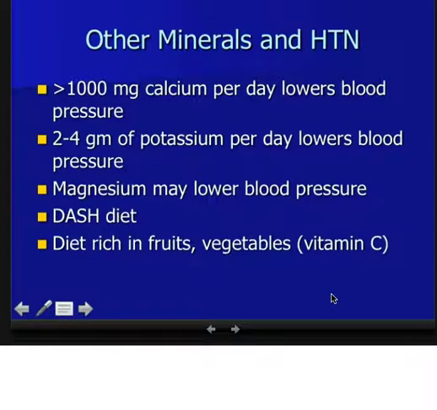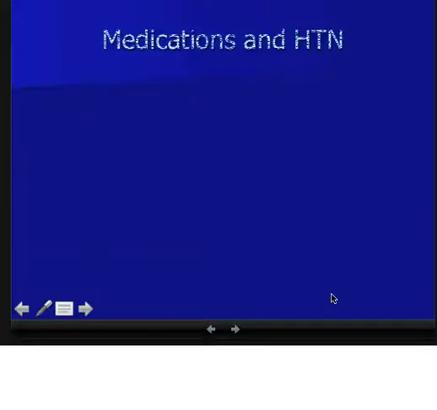The DASH diet is one of these diets that stresses a reduction in sodium and an increase in these other minerals in order to maintain a healthy overall blood pressure. It's a diet rich in fruits and vegetables and also rich in vitamin C.